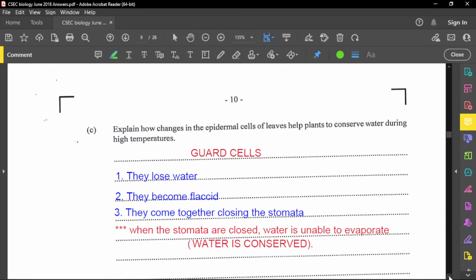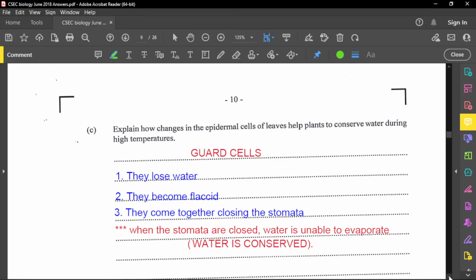And when I say the epidermal cells, I just want to point this out. You have the epidermis, right? And so any cell that is found within the epidermis is called an epidermal cell. There are a number of different cells there, and the one that we're going to focus on here, which controls water or conserves water, is the guard cells. Within the epidermis, when the temperature is high, the guard cells themselves lose water, and they become flaccid. And once the guard cells are flaccid, they come together and close the stomata.